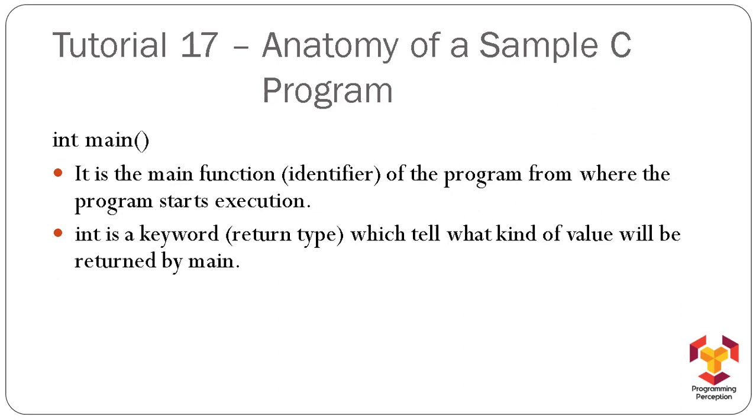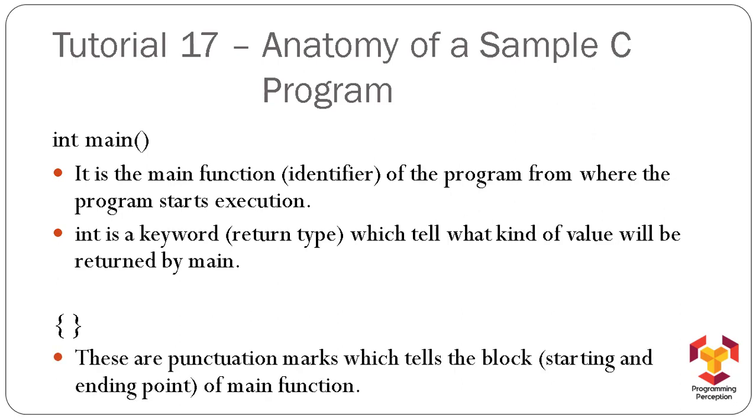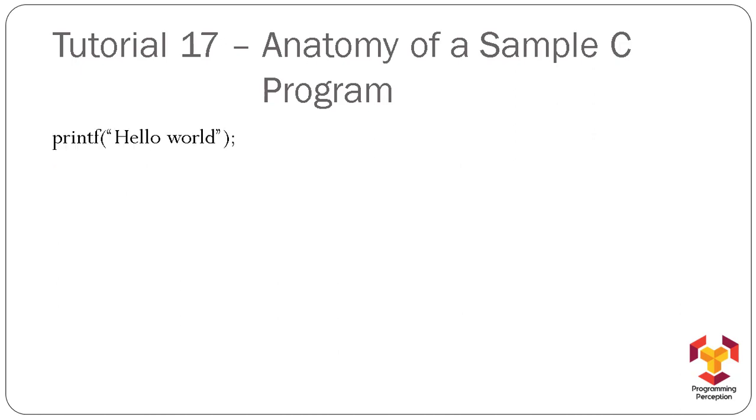That's why, if you remember, there's a last statement in the main function returning 0. Now this pair of braces is actually a punctuation mark which tells the block, that is the starting and the ending point of the main function, especially in this program. But it is used to denote the starting and the ending point of any function, of any block. So whenever you are creating a block, a collection of statements, then you are going to use this starting and ending point.